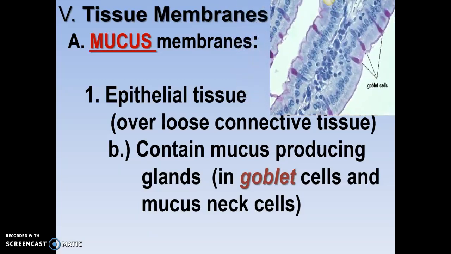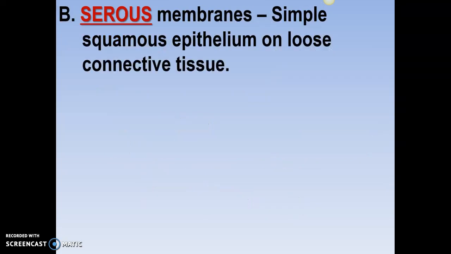Here's a really nice diagram of some goblet cells which produce mucus. This happens to be, it looks like, in the microvilli of the small intestine. Yes, your small intestine is lined with mucus. Keeps it smooth, lets things slide through.